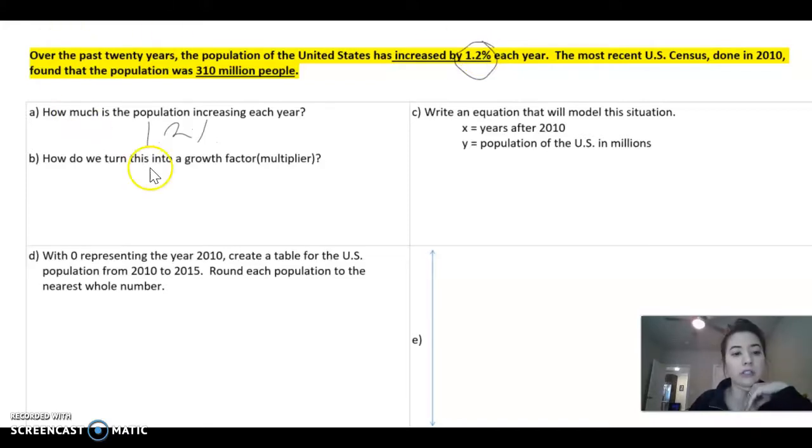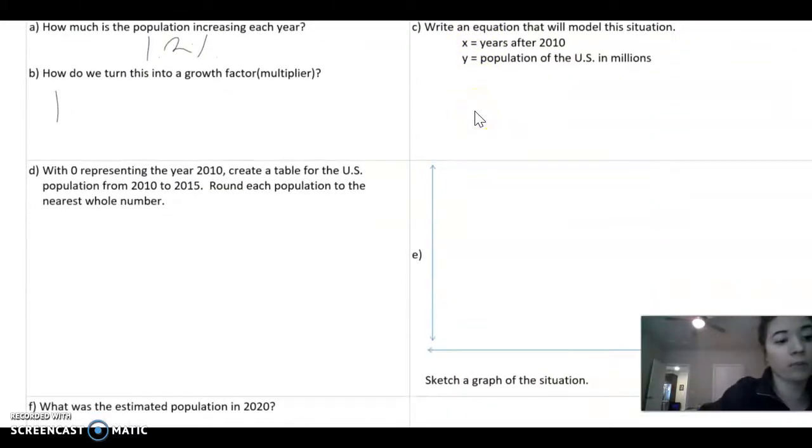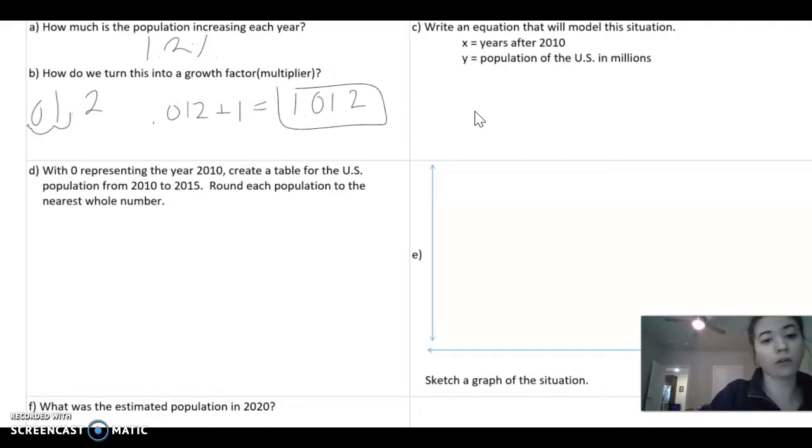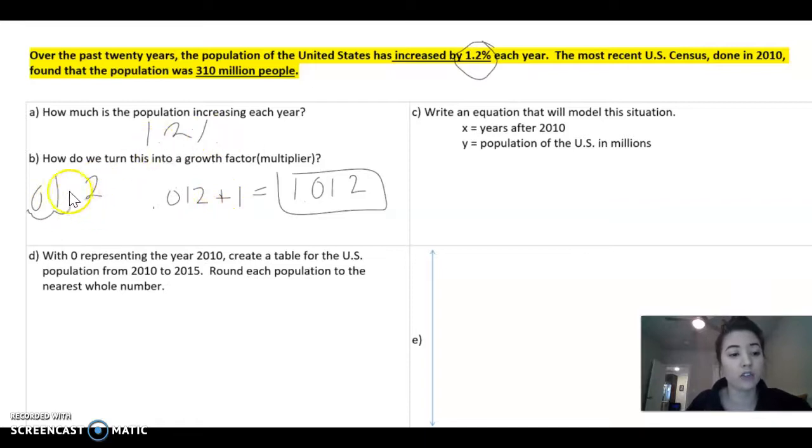How do we turn this into a growth factor, or a multiplier? We just practiced doing that. So I'm going to take that 1.2% and move the decimal place over, and we get 0.012. And I'm going to add that to 1. Now we have our multiplier. So again, to find your multiplier, we take that percentage, move the decimal over twice, and add it to 1. So now we have our B value.